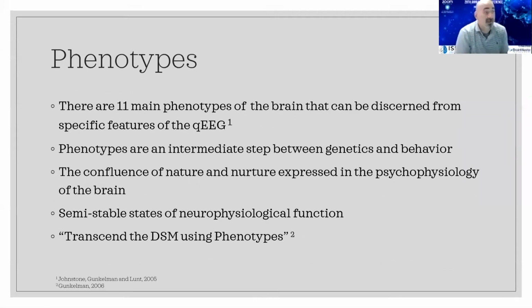So there are 11 generally accepted phenotypes of the brain that can be discerned from specific features in the EEG. And this is to say that these 11 categories are a minimum number of categories that describe the maximal amount of variance in the EEG. And that which isn't included in these phenotypes is generally either quote unquote normal EEG or quote unquote abnormal EEG. That becomes a whole separate conversation.